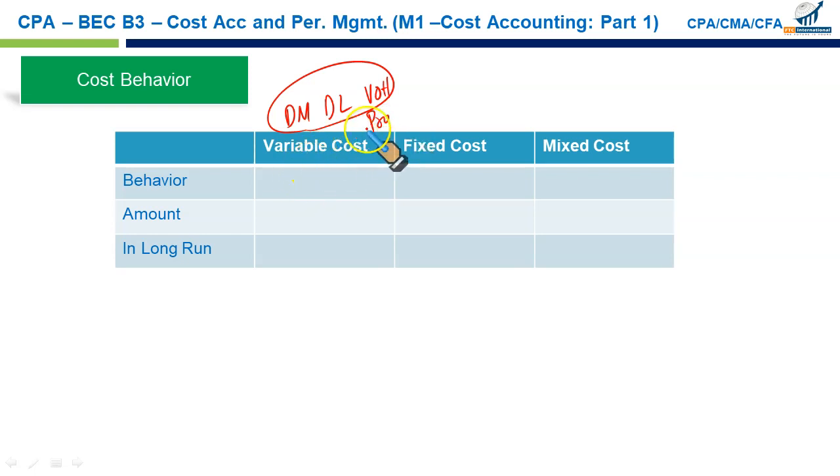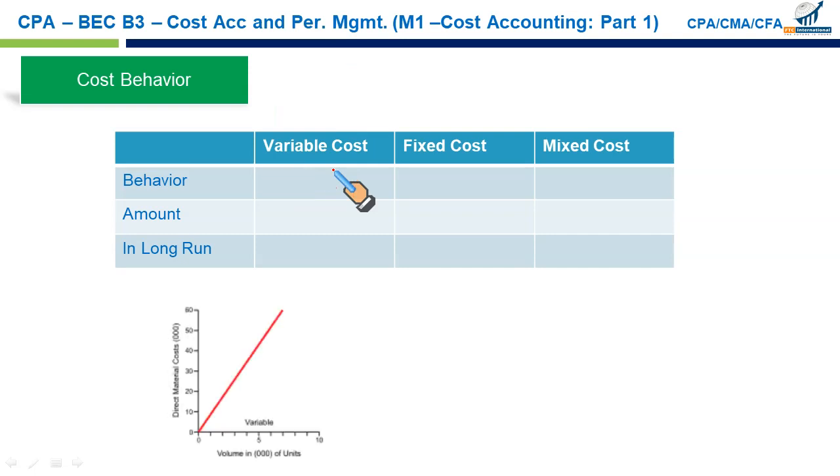There are also some variable costs that vary with the level of sales, like your variable selling cost, right? Variable selling, sales commission, for example, it will vary with the level of sales. If you sell more, variable selling cost will go up. So variable costs are characterized by their relationship with the level of production or sales. They move in line.